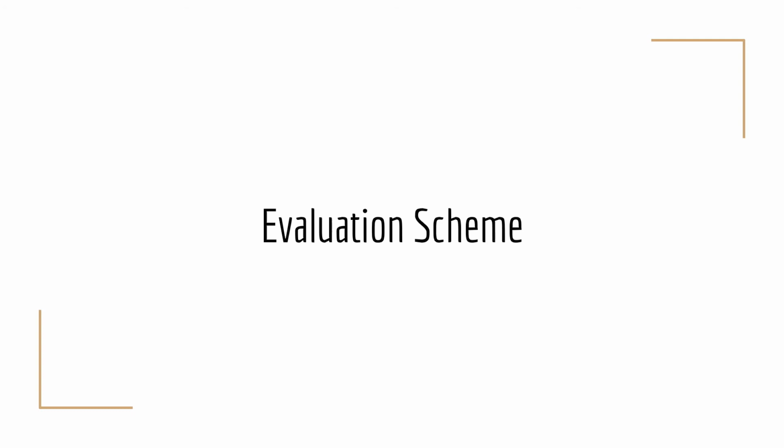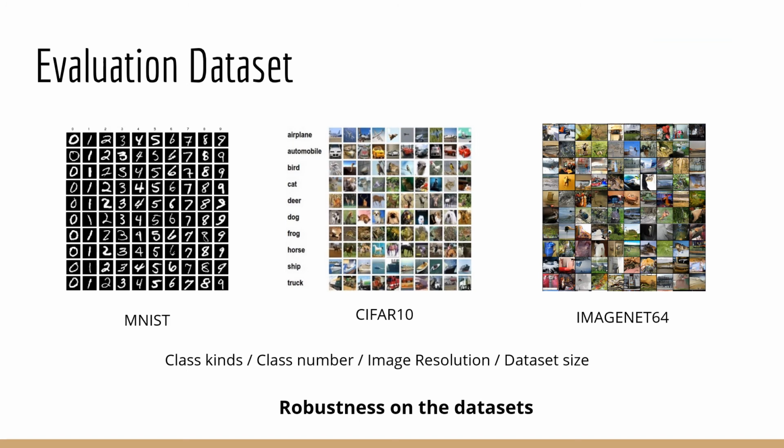Next, I will explain how we are going to evaluate our methods appropriately. The first evaluation target is the evaluation dataset. Each of the three vision datasets has a different number and kind of classes with a distinct resolution. They are called MNIST, CIFAR10, and ImageNet 64. The MNIST dataset contains 10-class digit images with each image resolution of 24 by 24. The CIFAR10 dataset contains 10-class object images with each image resolution of 32 by 32. The ImageNet 64 dataset contains 1000-class object images with each image resolution of 64 by 64.